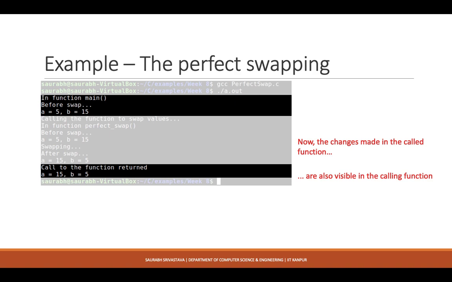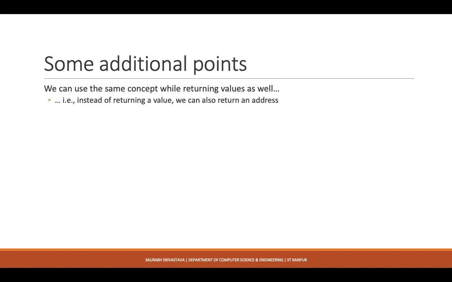So this is the overall idea of passing something by reference, that you are not really passing the value itself, you are basically passing a reference, a place in the memory where the variables are stored. There are some more points that you should note. This same concept, passing by value, passing by reference, can also be applied to returning values.